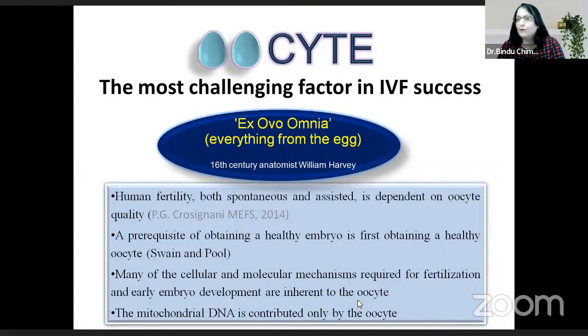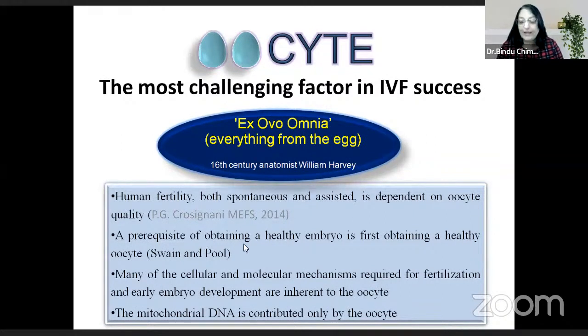Okay, so as Dr. Shubhashri has already said, the oocyte is the most challenging and the most important factor in IVF success. As was said as early as the 16th century, the oocyte is everything, because everything comes from the egg, ex ovo omnia. So whether it is spontaneous or assisted reproduction, it all depends on the oocyte quality.